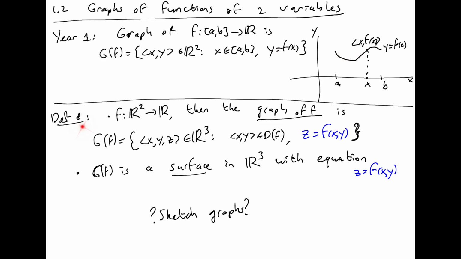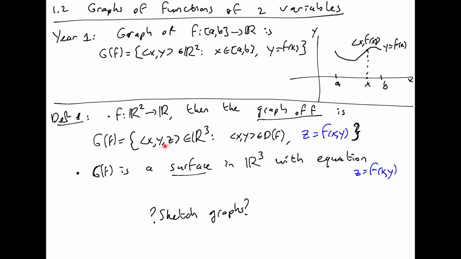Okay, now let us go to the situation where we have multiple variables, and we will restrict for the moment only to two variables. So this is definition 8. Let us now consider a function of two variables. And then we define the graph of f in the same way as in the first year. We had a function of one variable and we added an extra variable. Now we have a function of two variables and we add an extra third variable.